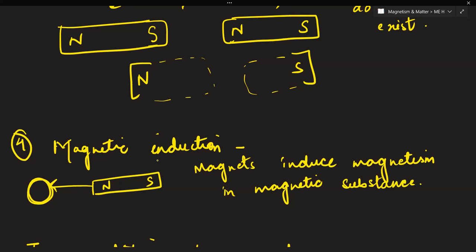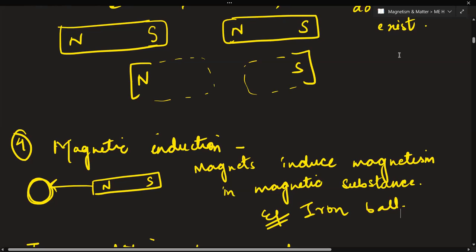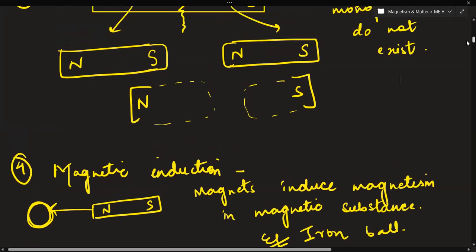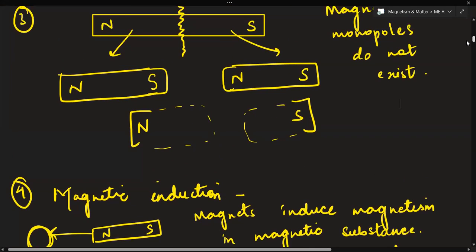So magnets induce magnetism in magnetic substances. For example, you can take the best example as the iron ball. So magnetic induction, four properties, terms. We have not started with the terms. These are four properties that exist in a bar magnet.